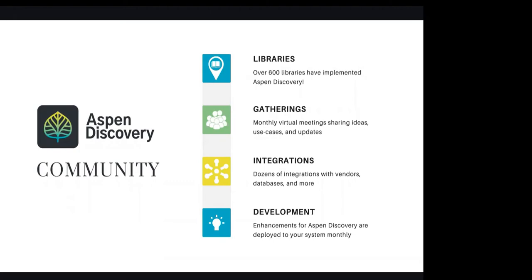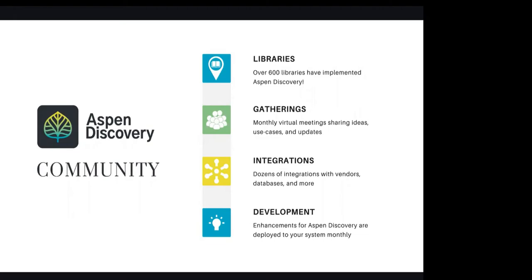We have monthly gatherings which meet virtually, where they discuss developments, updates, what other libraries are doing, so they can share exactly how Aspen is working in their library. This is an awesome opportunity for your staff to get together, share ideas, and hear what libraries are actually doing with Aspen. It's such a great opportunity to get in there and really dig around.